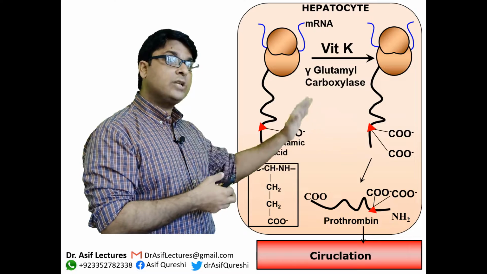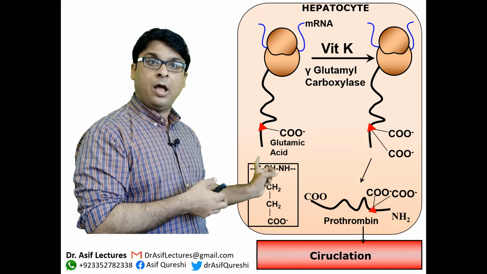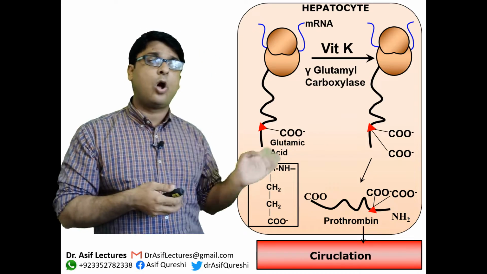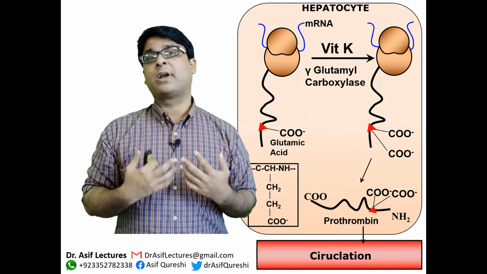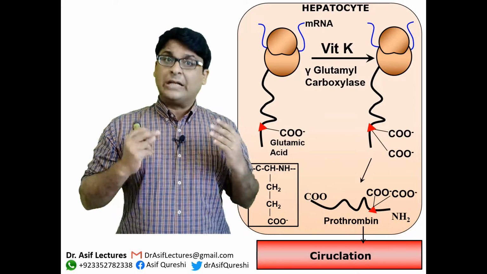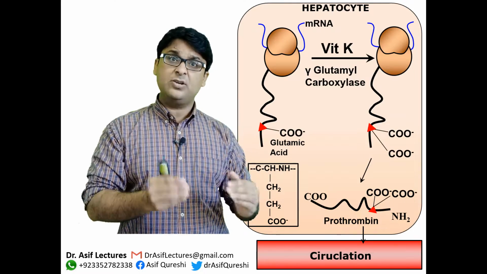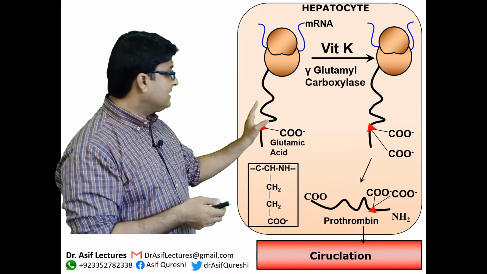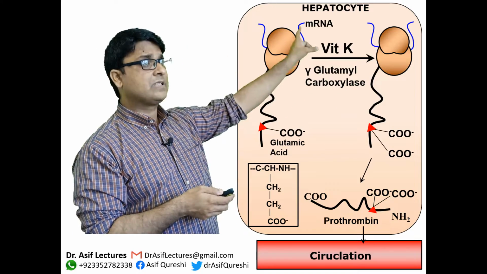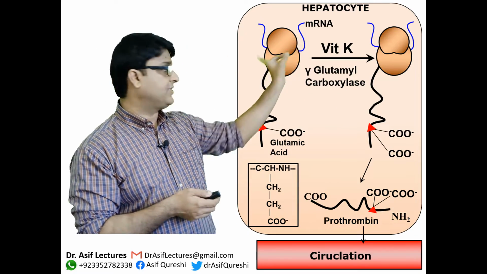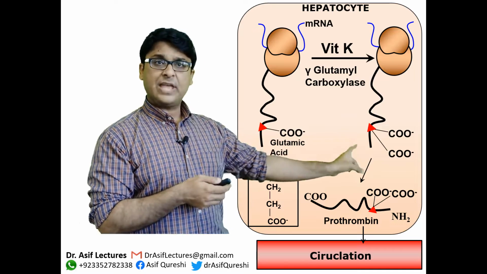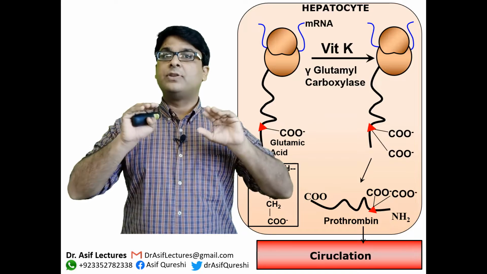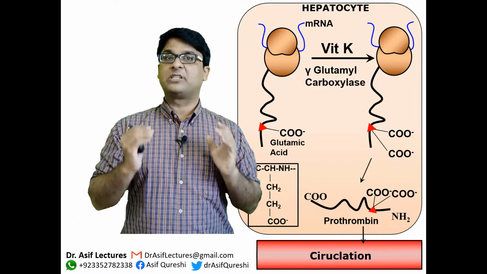And where is this carboxylation happening? On the gamma carbon. Of what? Gamma carbon of the glutamic acid. So this is called gamma carboxylation of the glutamic acid residues. Gamma carboxylation of glutamic acid residues of clotting factors is important for their normal functioning. All this happens by an enzyme called gamma glutamyl carboxylase, and the additional carboxylic acid group is added. Now this is released into circulation. This clotting factor is now active and it can perform its function.